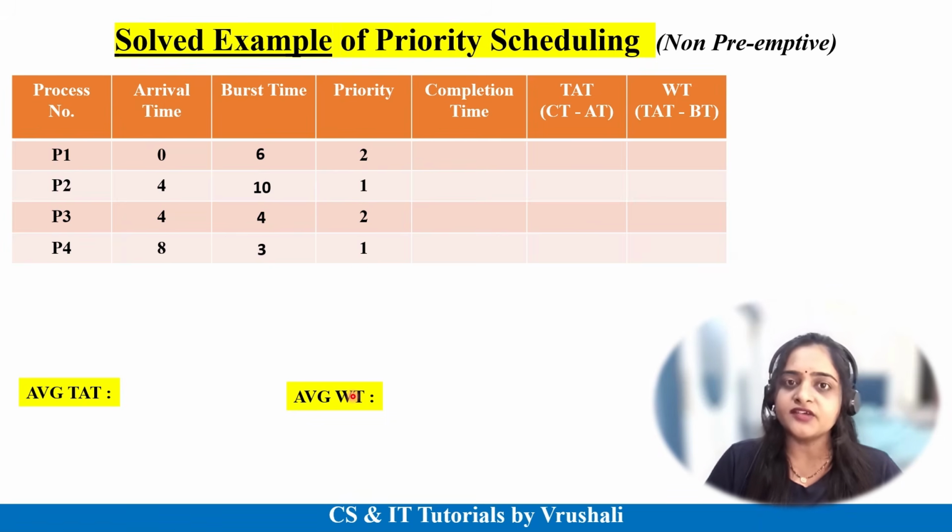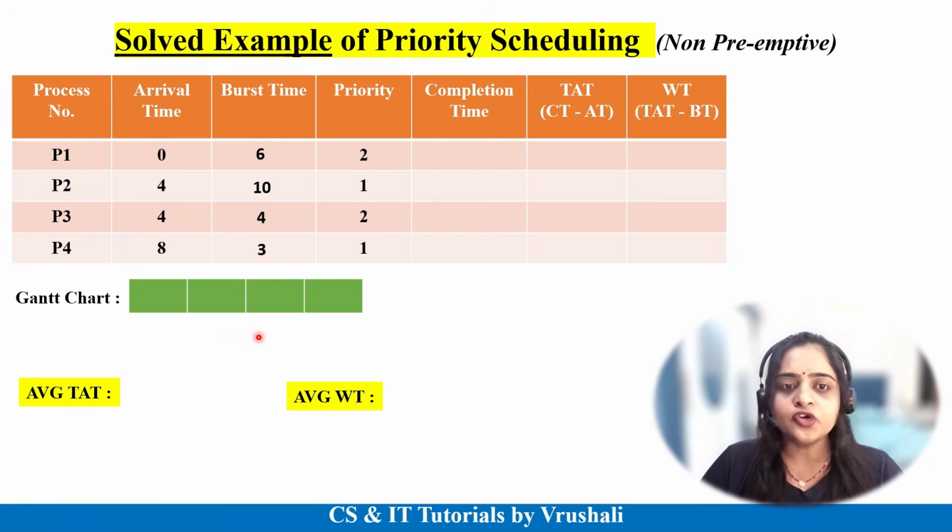This kind of question will ask for 8 to 9 marks in your exam. So let's see how to solve it. The first step is you need to draw the Gantt chart. The Gantt chart is the easiest way to find all these values, right? So the Gantt chart always starts with 0.